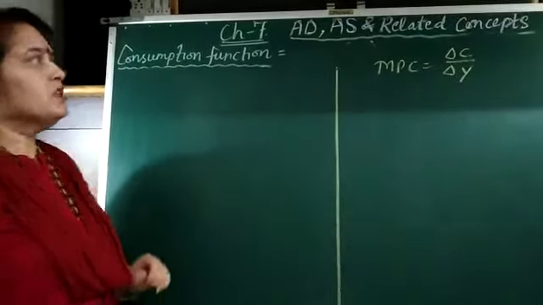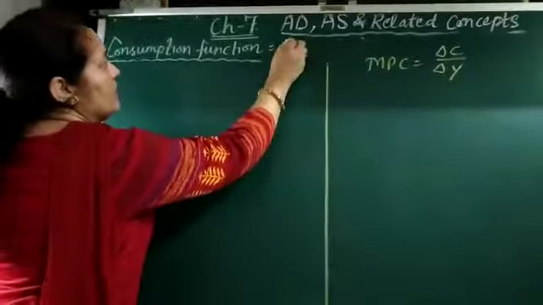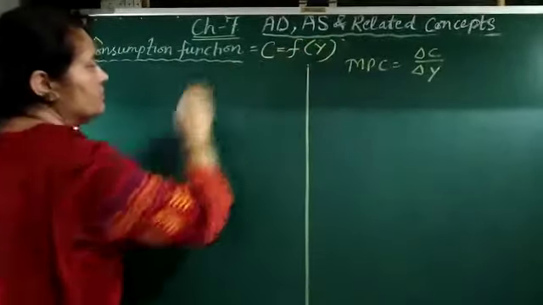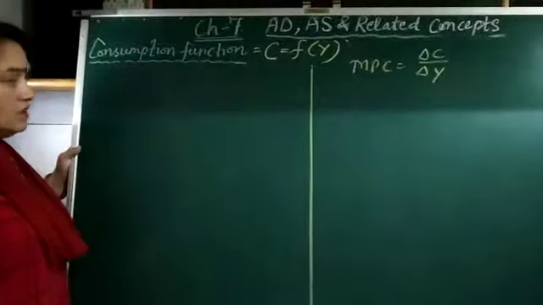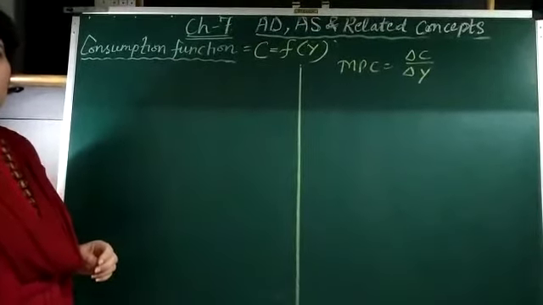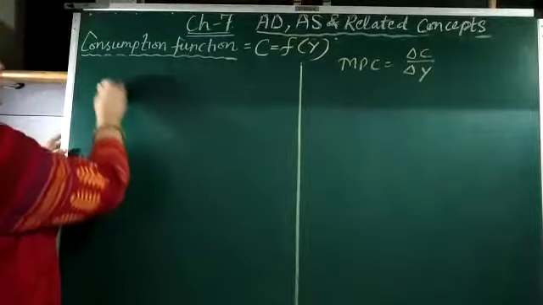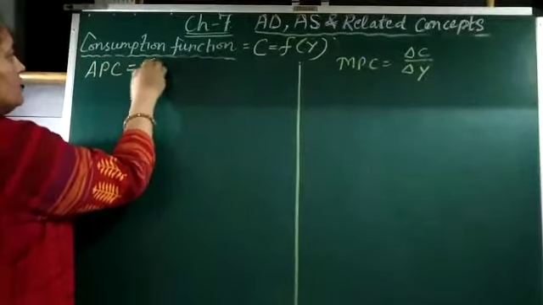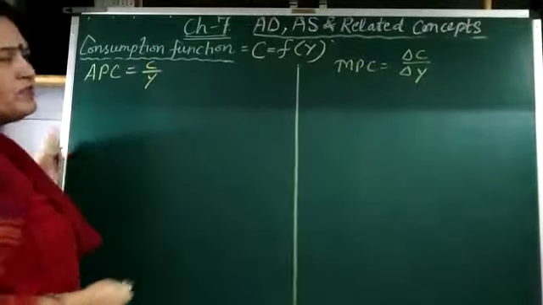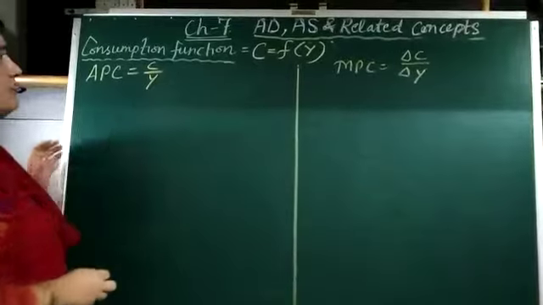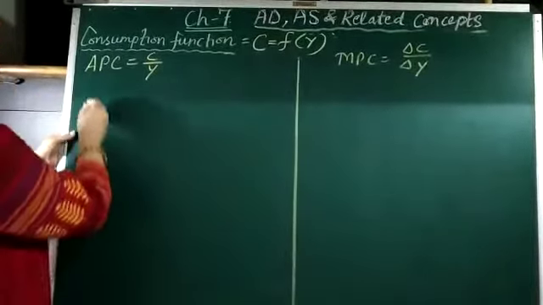Students, today's topic is consumption function. Consumption is a function of income. We study propensity to consume in consumption function. Propensity to consume is of two types: APC, average propensity to consume, C upon Y, and MPC, marginal propensity to consume. Let us see what is the difference between APC and MPC.